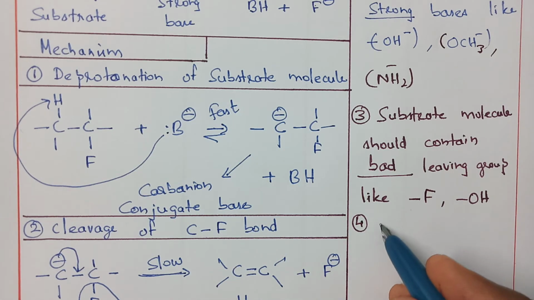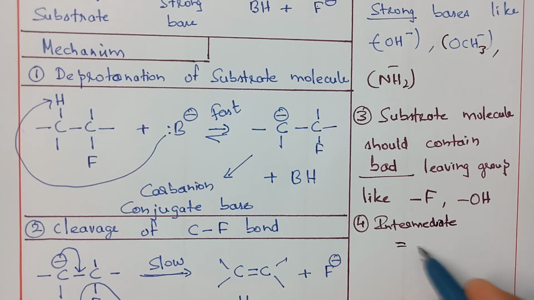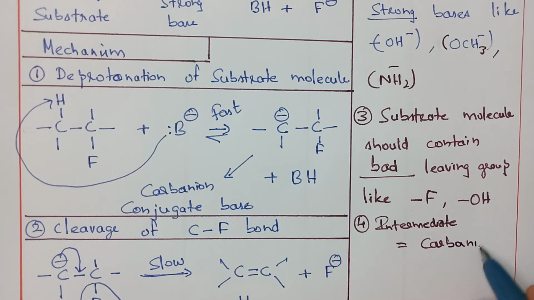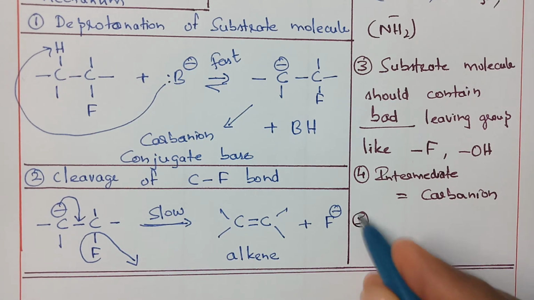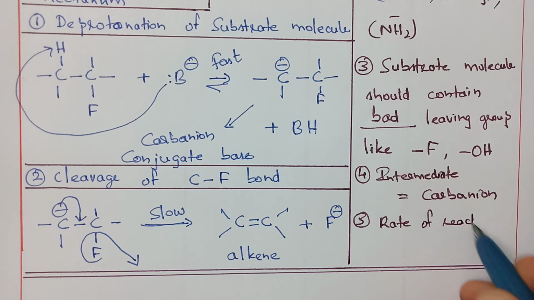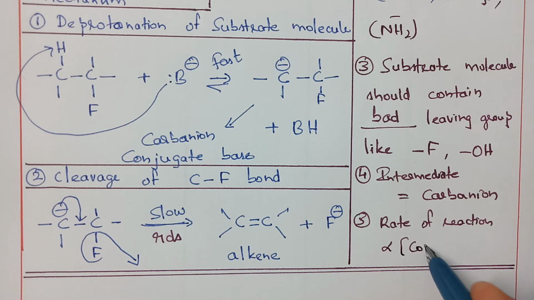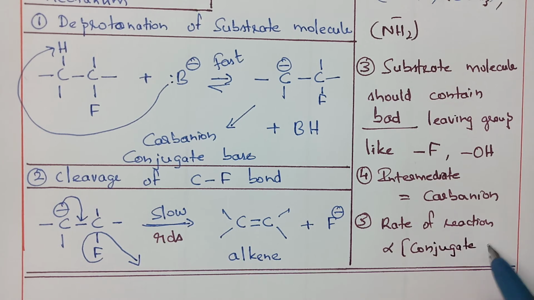Intermediate formed is carbanion. Now the fifth point is about the rate equation. Rate of reaction depends on the rate determining step. Here this slow step is the rate determining step, and on the reactant side there is the conjugate base. Therefore, the rate of reaction is directly proportional to the concentration of the conjugate base.